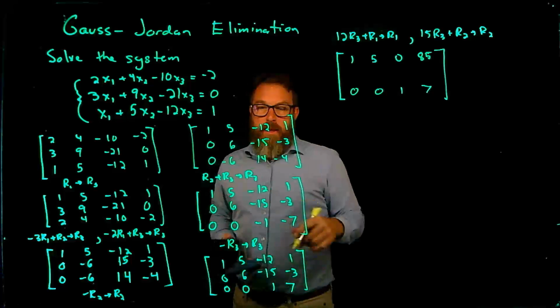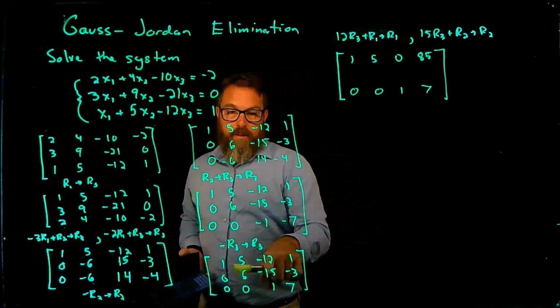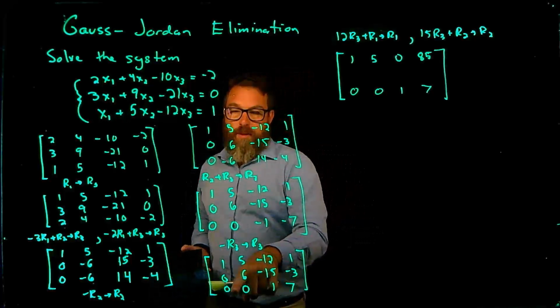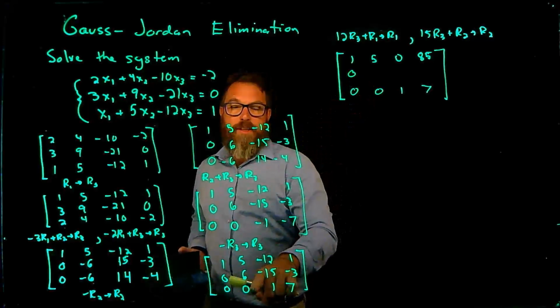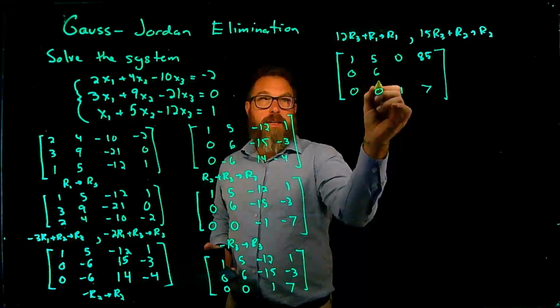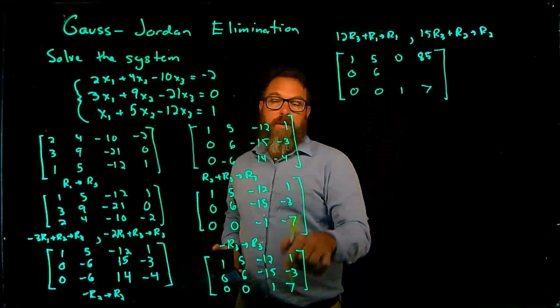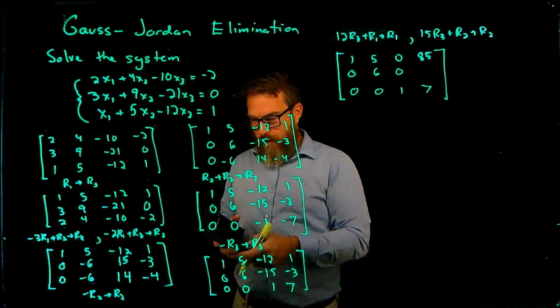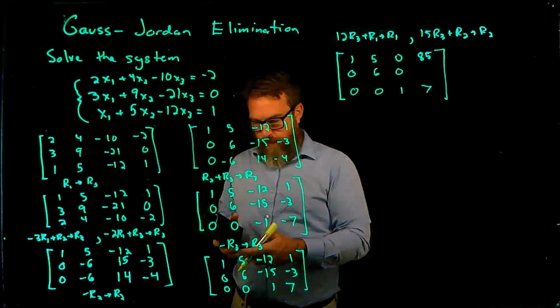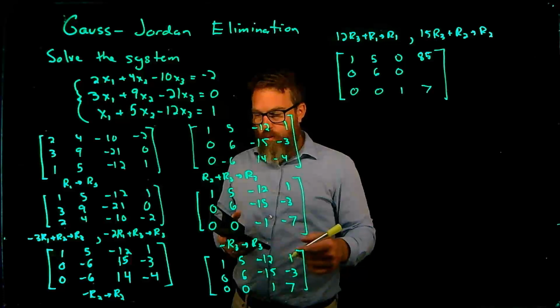And now, very similarly, I have to take care of that minus 15. So 15 times this plus this is still going to be 0. 15 times 0 plus 6 is still going to be 6. 15 times 1 minus 15 is going to be equal to 0. And then 15 times 7, 15 times 7 minus 3 is going to be equal to 102.